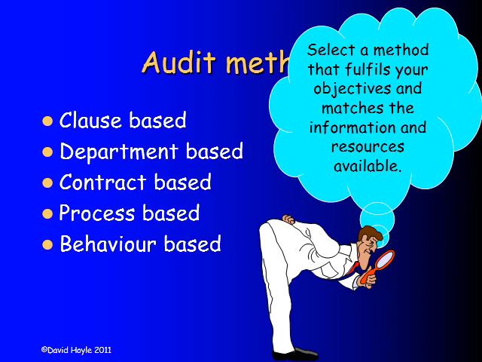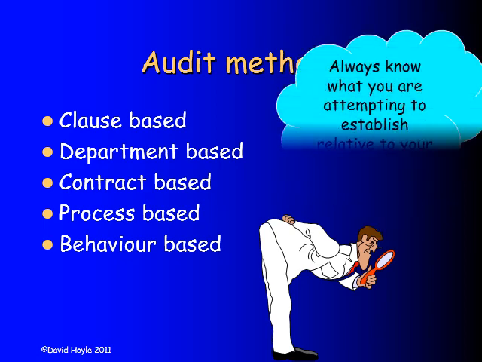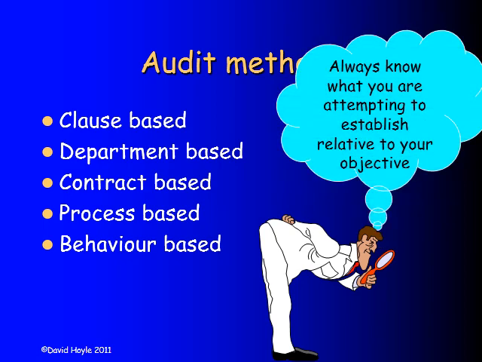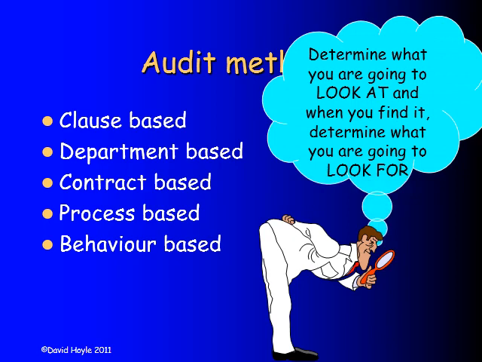As auditors, you select a method that fulfills your objectives and matches the information and resources available. You always know what you're attempting to establish relative to your objective, and you determine what you're going to look at, and when you find it, you determine what you're going to look for. That's the basic approach to auditing.